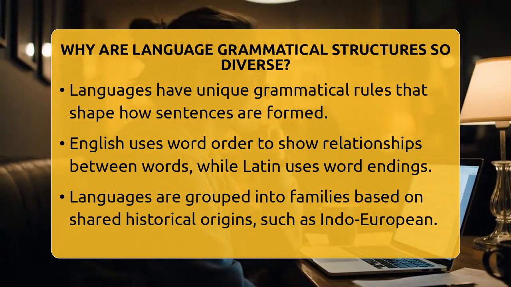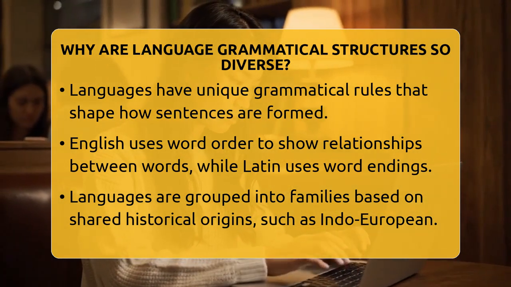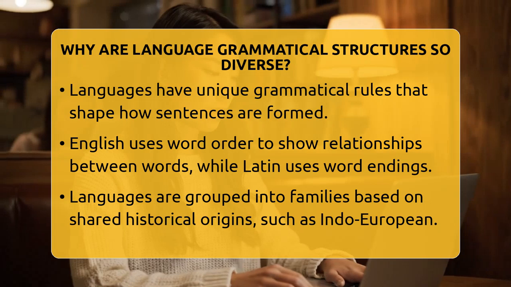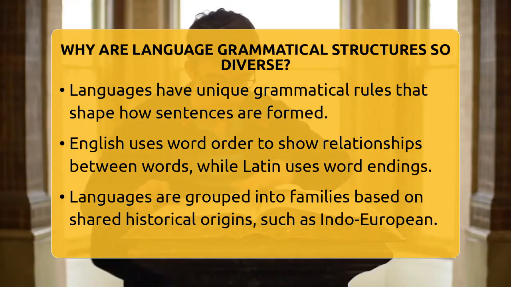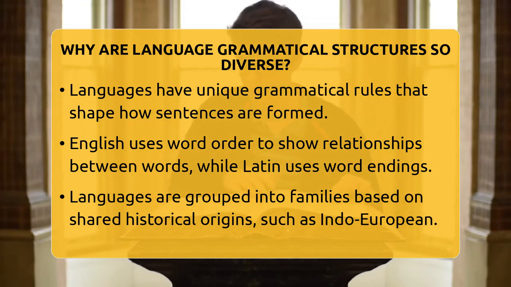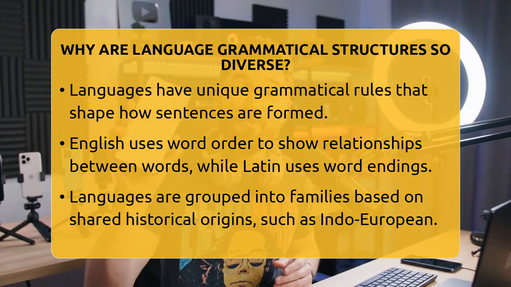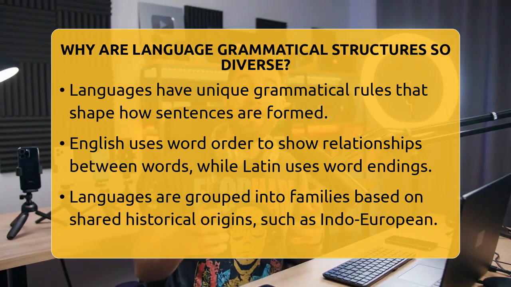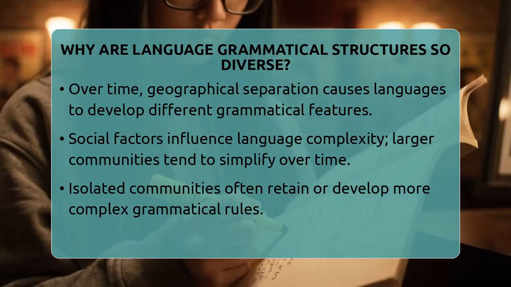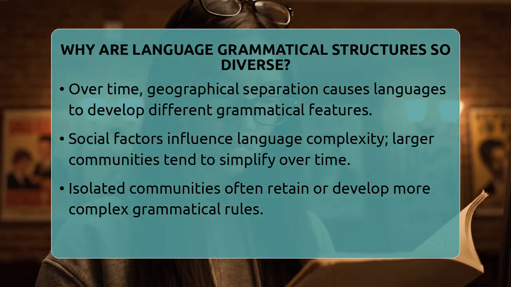First, grammar is the system of rules that tells us how words fit together to make sense. When we say a language has different grammatical structures, we mean it organizes sentences in unique ways. For example, English uses word order to show who is doing what to whom. We say, the cat chased the mouse, and the position of the words makes it clear who is the subject and who is the object. But in Latin, the endings on words change to show this relationship, so the order can be more flexible.